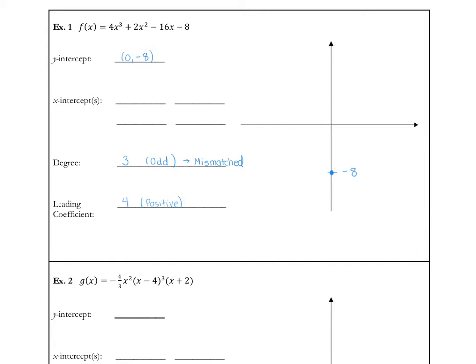All right, so watch how I do this. I just put my arrows here almost as points on my graph that I'll have to connect later. So remember, odd degree, so we're mismatched. My leading coefficient is positive, so I am not going to end in the negative zone, so to speak.